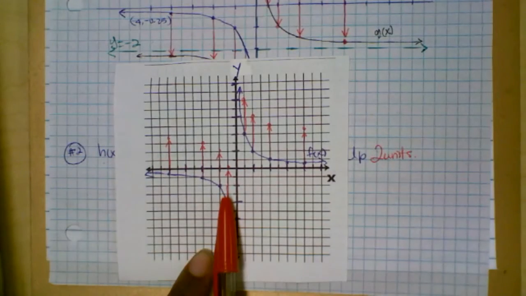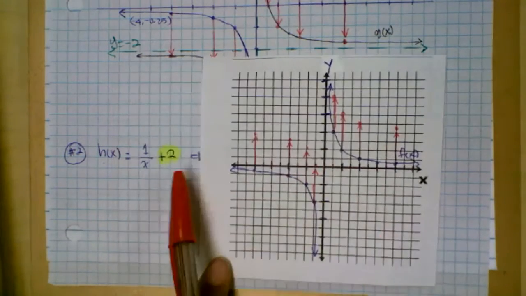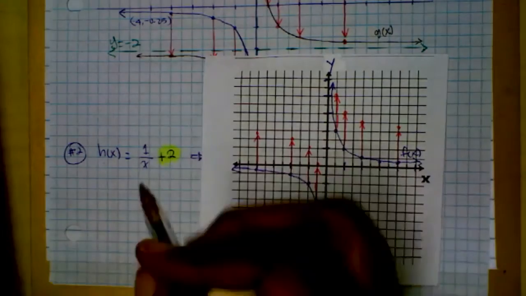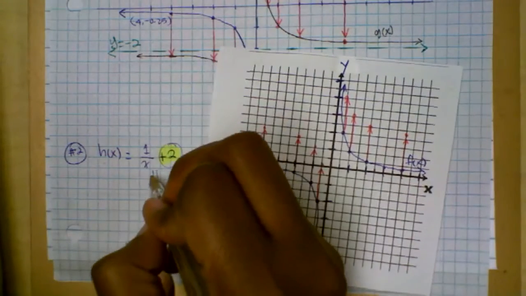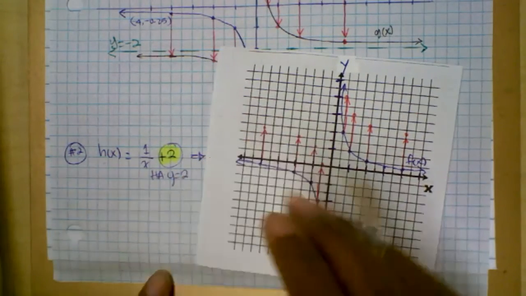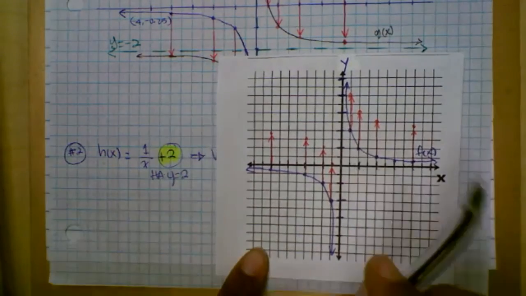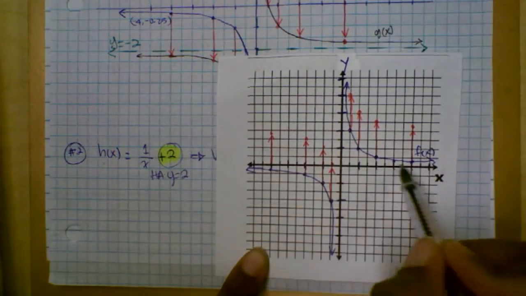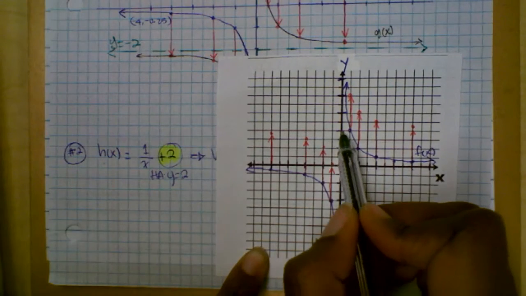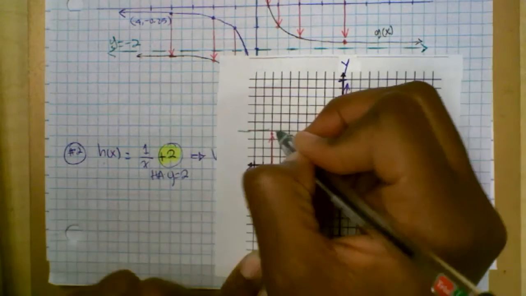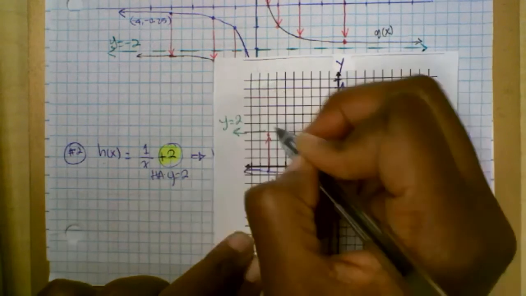So now the horizontal asymptote is going to be this number here. It's going to be y equals positive 2. So my horizontal line has been shifted up 2 units. Instead of being at the origin, it's going to go up 2 units, which is right here. This is the line y equals 2.